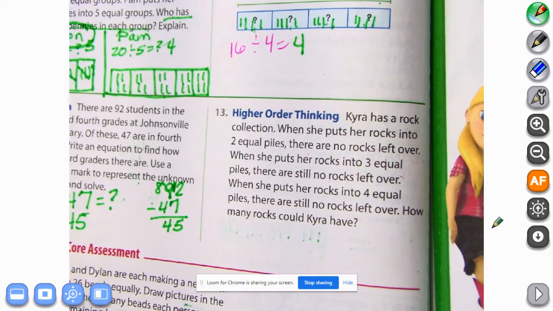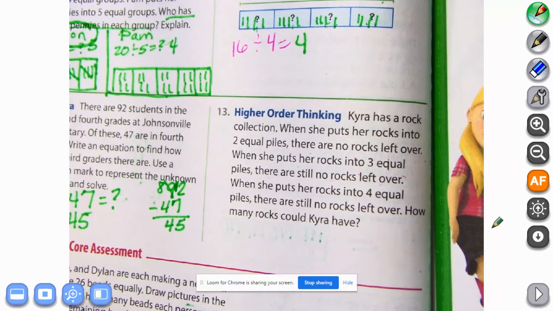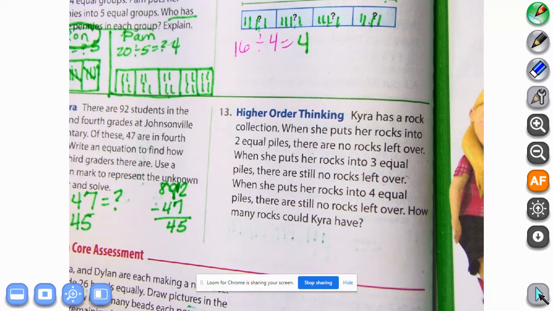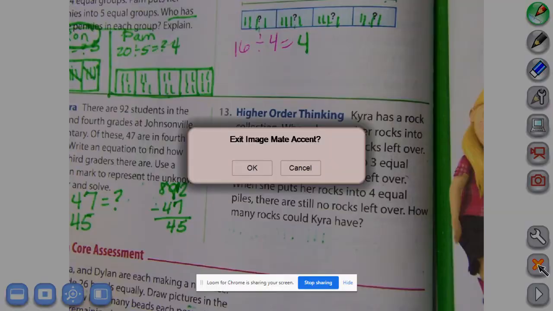Okay, so 2 equal piles. And she puts rocks in 3 equal piles, and then rocks in 4 equal piles, and rocks in 5 equal piles. Okay, so we're going to go ahead and we're going to work out each one.